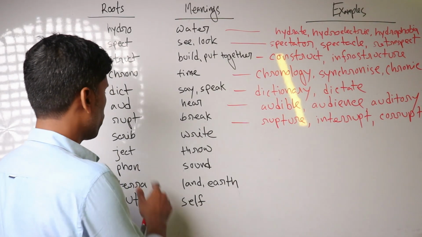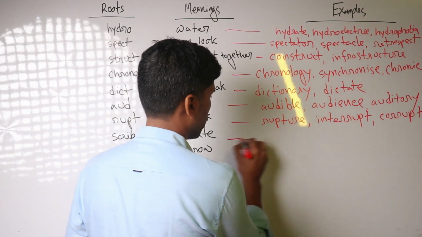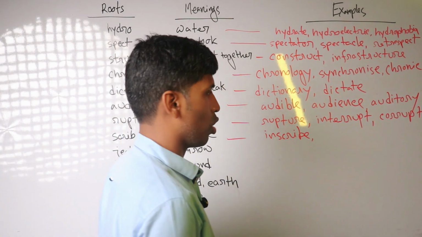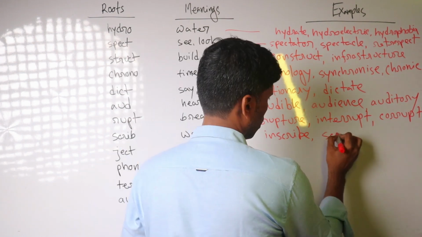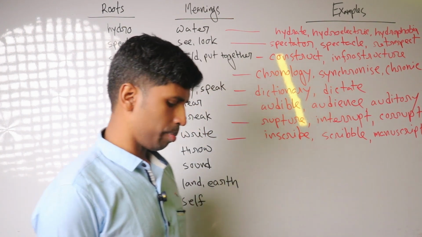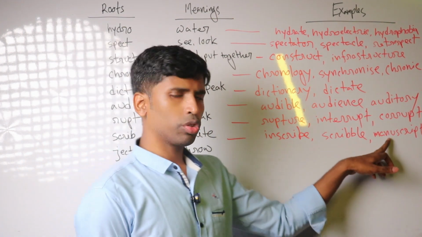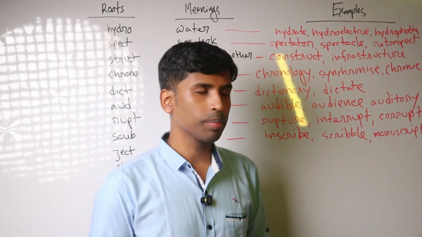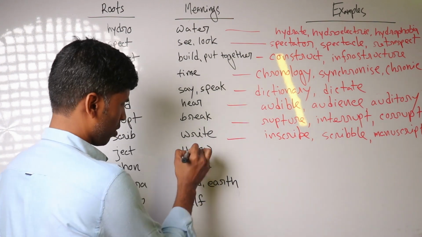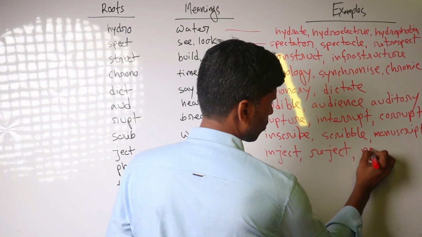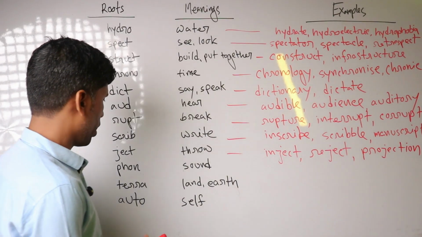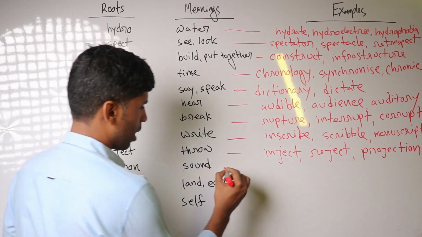Okay, next we have scrib, which means to write. So we can say inscribe means to write something, for example on a stone or on a hard surface. Inscribe, scribble, manuscript. A manuscript is a piece of writing before it is printed. Ject means to throw. Projection. Is this video getting too long?